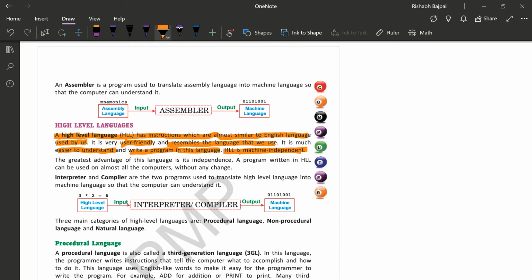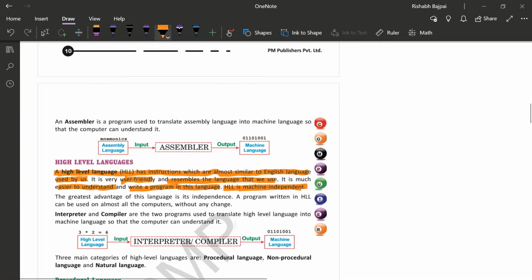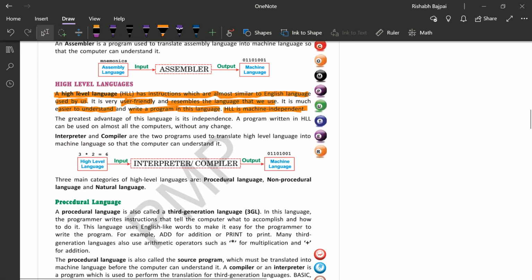That means we can write a program for a machine and we can run that program on almost all the machines. अब हम प्रोग्राम को एक मशीन के लिए लिखेंगे और उसे हम डिफरेंट मशीन पे यूज कर पाएंगे, as we are doing right now. We are just writing a program, we are just creating software for a machine and we are using that software in almost all the machines. Clear? So these are the basic properties of high level language. Clear?